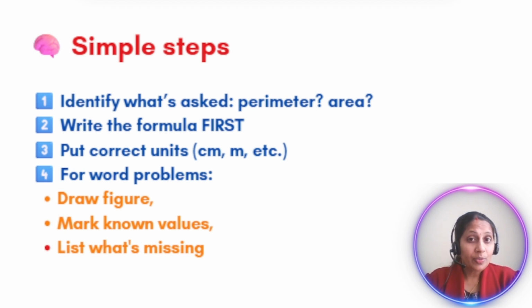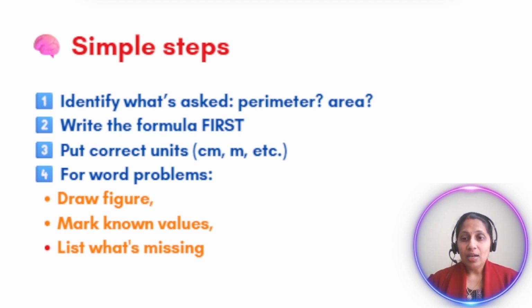And don't forget to put the correct unit. Perimeter means it's only the unit. If it is area, then unit square. Then for word problems, draw a figure so that you understand the question much better. So figures are mandatory for word problems. Then mark all the known values, list what is missing, then again follow the steps. Write the formula, plug in the values, solve it and put the unit.